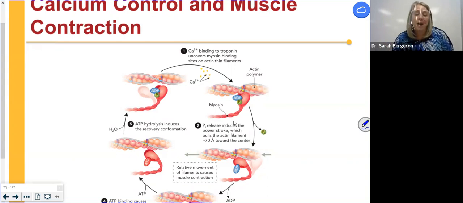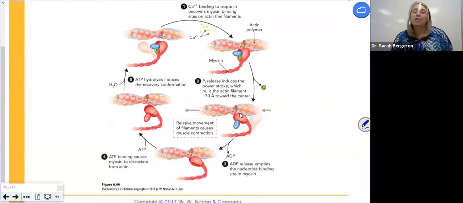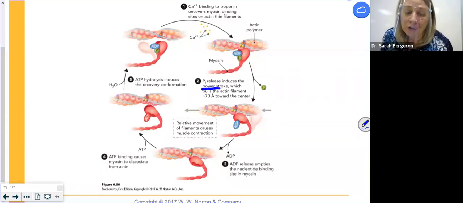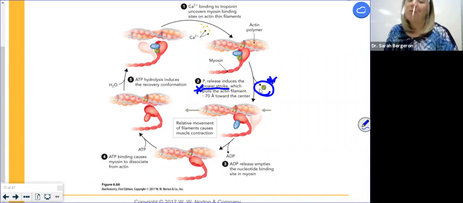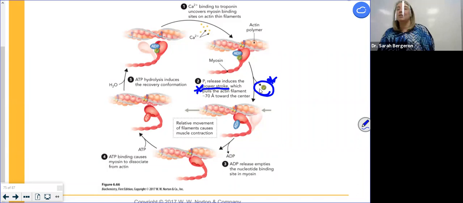It's a cool little readout. Okay, so once that inorganic phosphate is released, this is what induces the power stroke. The inorganic phosphate release triggers the power stroke. Everybody wants to think it's hydrolysis of ATP that causes the power stroke, but it's not. It's actually the conformational change that comes right after release of that inorganic phosphate.